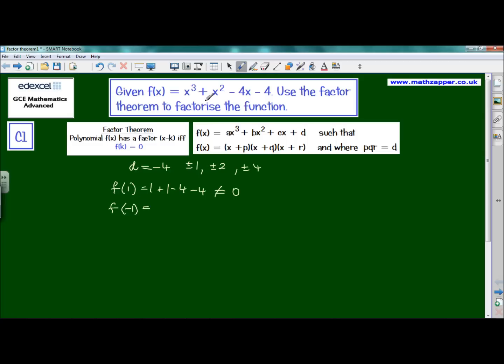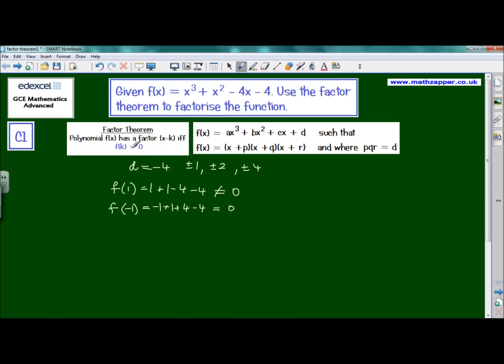This time we get minus 1 times minus 1 is 1, times minus 1 is minus 1, so minus 1 cubed is minus 1, plus minus 1 squared, which is plus 1, minus 4 times minus 1 is plus 4, and then just minus 4. This time, minus 1 plus 1 is 0, plus 4 minus 4 is 0, so f of minus 1 gives us 0. So this has been useful in finding one of the factors, because f of minus 1 equals 0, and that's what we're looking for.